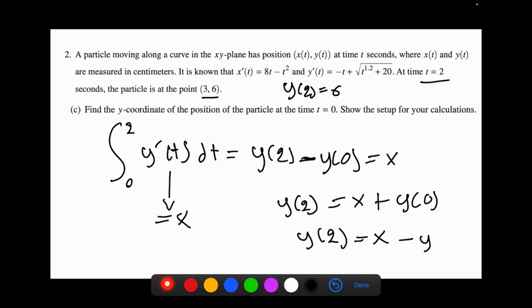Sorry here, I had some mistake. y of 2 minus x is equal to y of 0. That is if the integral is equal to x. So x is just some arbitrary value that I picked. And so if I integrate that, I will get an answer of, alright, so I'm integrating from 0 to 2.